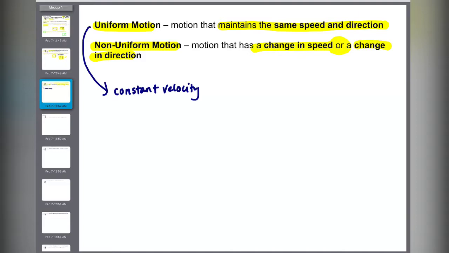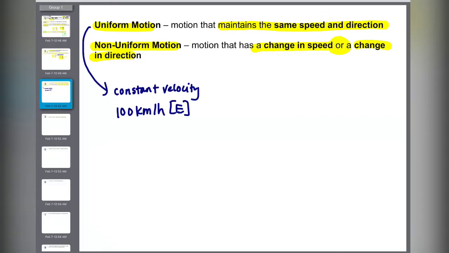Okay, if I have a constant velocity, if I have a car that is driving at 100 kilometers per hour traveling east, that is a uniform motion. So what kind of question can I ask on a test or a quiz?